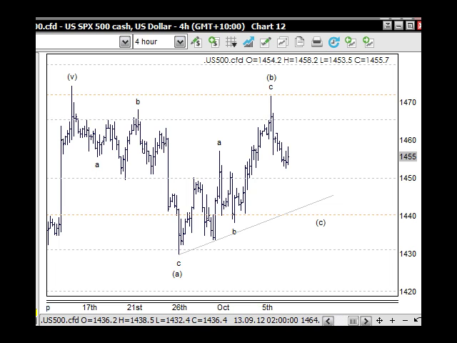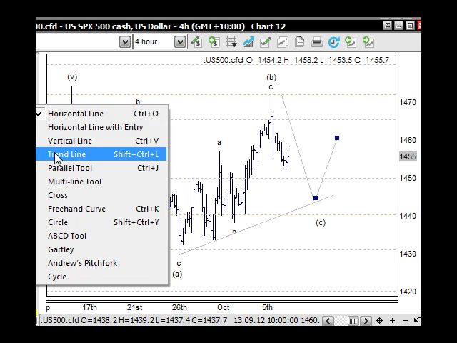So we're looking the same here as well. There's good support here. When I mentioned the triangle pattern, that's also possible here, in terms of a 3-wave move down to this area, and then a move up here, a bit of an awkward triangle actually.